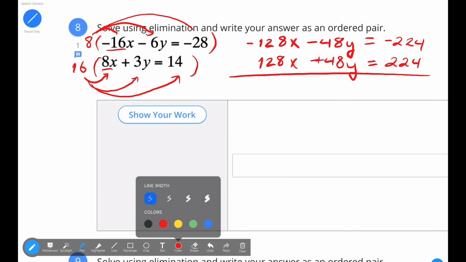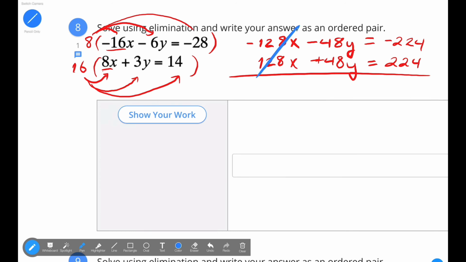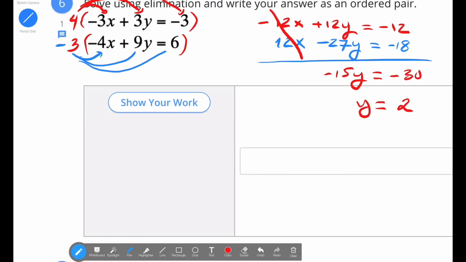Then we just add, that's 0. That's also 0. Negative 128, 128. That's also 0. So 0 equals 0. That means all real numbers for y and solve for x. So negative 3x plus 3 times 2 equals negative 3. Solve for everything. x should be 3.